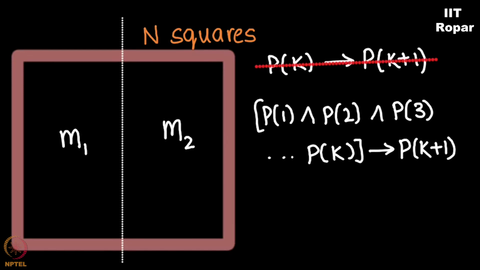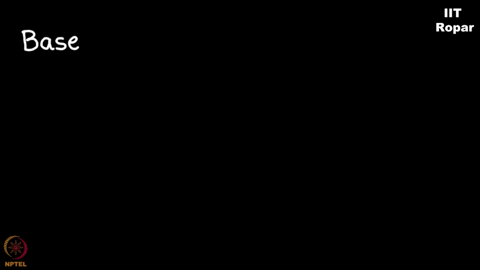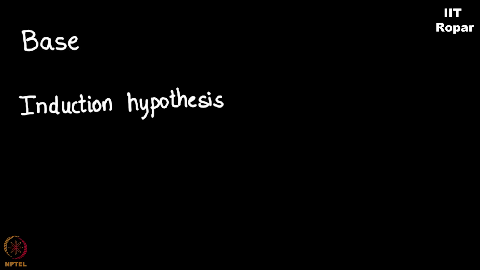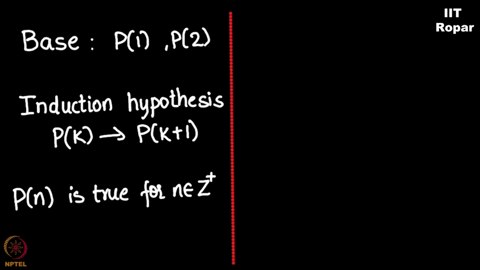Such an induction strategy is called the strong induction strategy. Let me repeat it. Typical induction goes this way. You have a base step, you have an induction hypothesis, and then you conclude. You show that p of 1 is true, p of 2 is true, something like that in the first few steps, and then you show that whenever you assume p of k to be true, you will end up having p of k plus 1 to be true. And there you are. But that is straightforward standard induction.